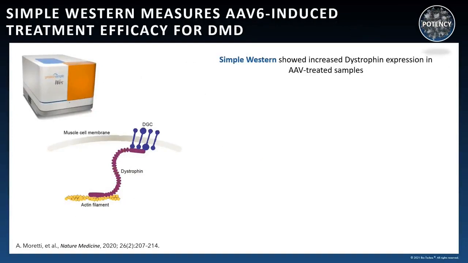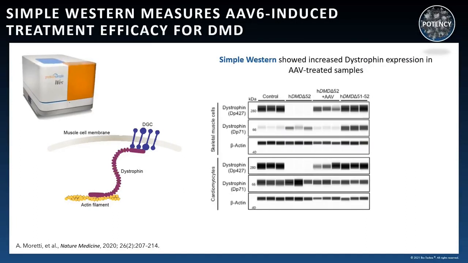Lastly, let's take a brief look at an example of how Simple Western is being used for functional viral titer. Dystrophin is a large protein found in muscle cells where it connects actin filaments to the dystrophin-associated glycoprotein complex, or DGC, on the muscle cell membrane. In the absence of dystrophin, the DGC collapses, leading to muscular dystrophy.